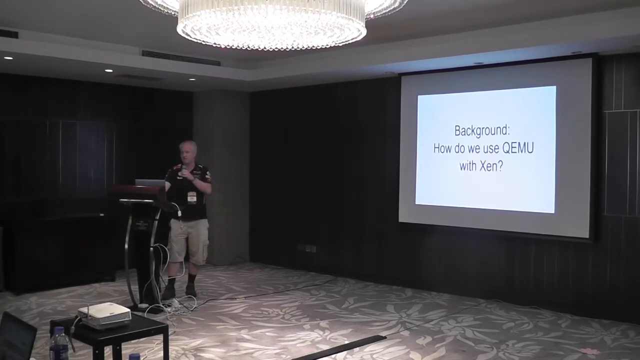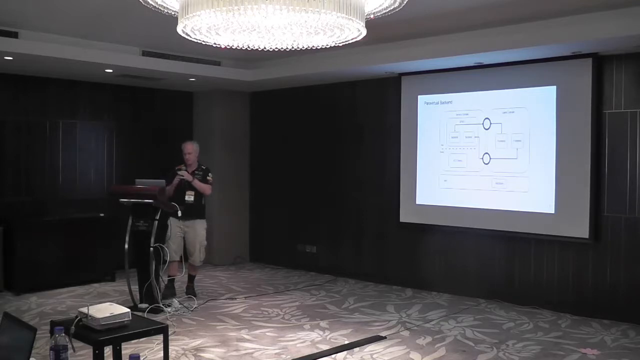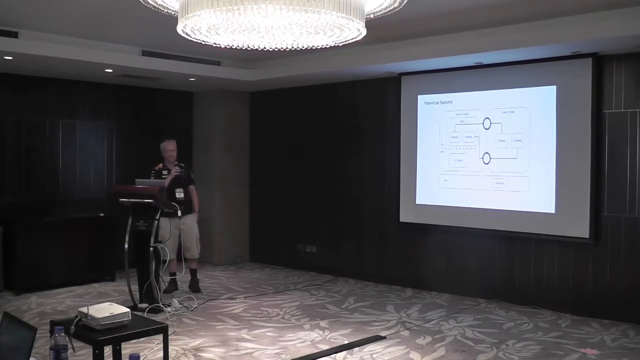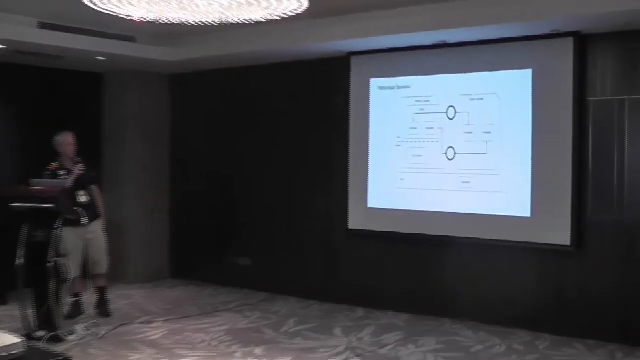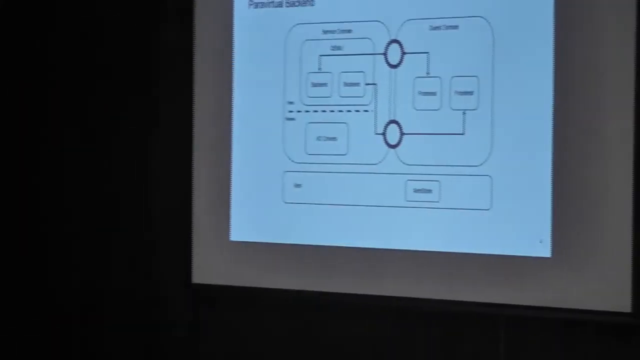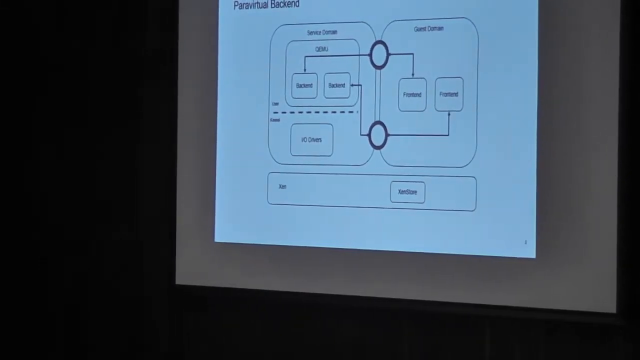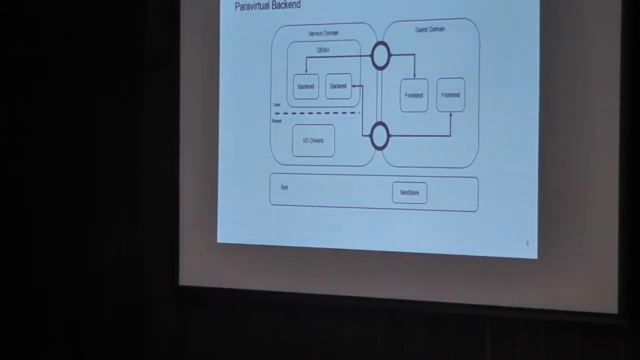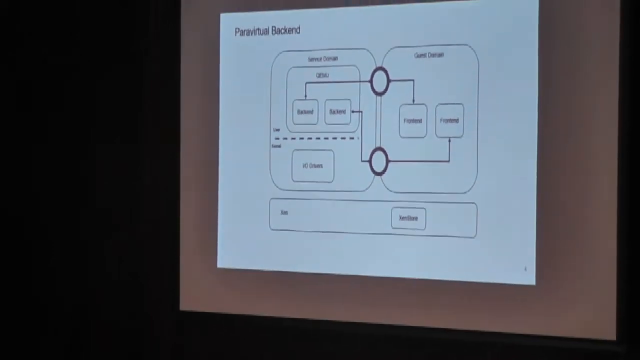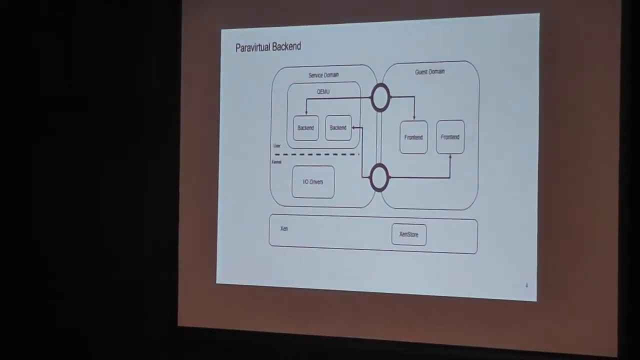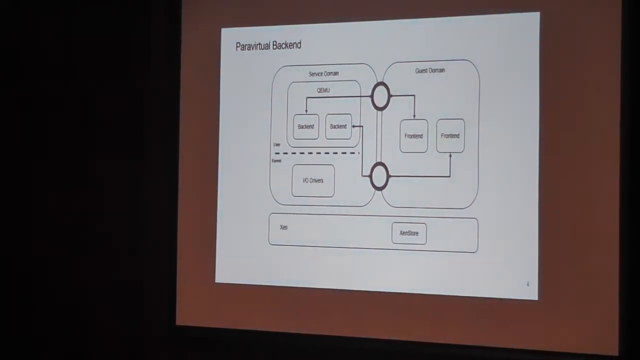Just a bit of background first for those who don't know, there's a couple of different ways we use QEMU with Xen. First of those is to supply paravirtual backends for frontends in our guests. There are paravirtual backends for various protocols in QEMU: network, storage, frame buffer, keyboard and mouse, etc. So that's one of the roles that QEMU plays.